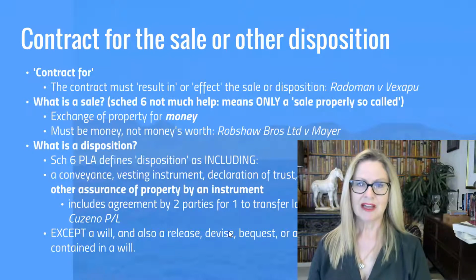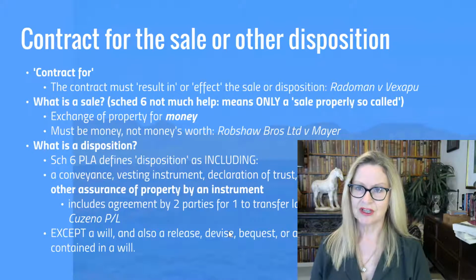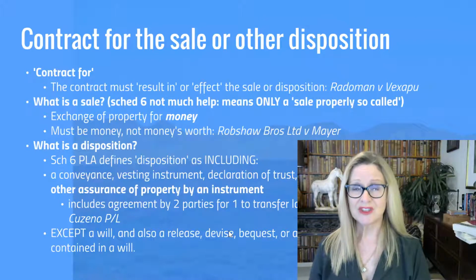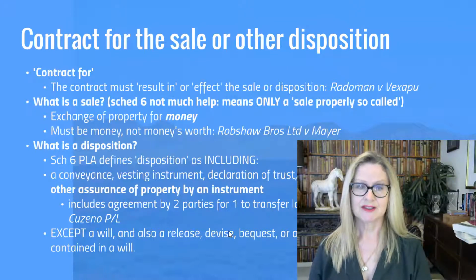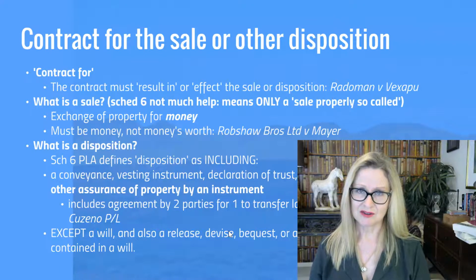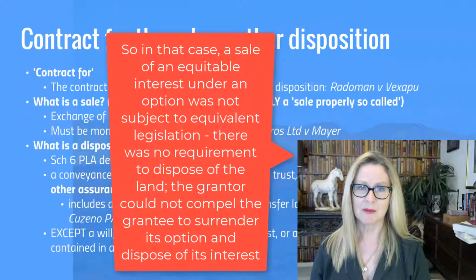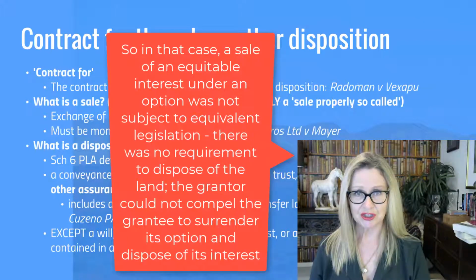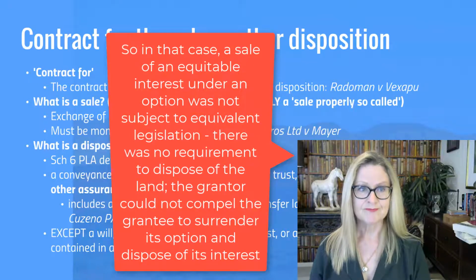Well, believe it or not, there has been a squabble about that, and it has been held in Radaman and Vexapoo that the contract has to either result in or effect the sale or disposition. It's the vehicle, it's the mechanism by which the sale or the disposition occurs. So effectively what that case tells us is that one of the parties has to come under some kind of contractual obligation to sell or dispose of their interest in the relevant land.